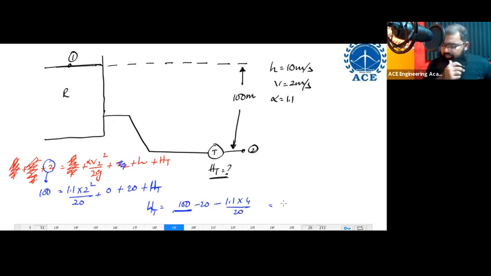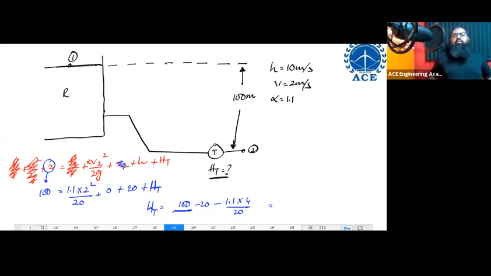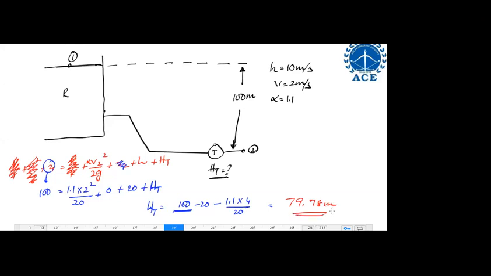Can you get me the value of this thing? Yes, sir. How much is it coming? Check. 4 by 20 is 0.22. This will be equal to 79.78 meters. Check. Yes, sir. The answer should be 79.78 meters, correct?